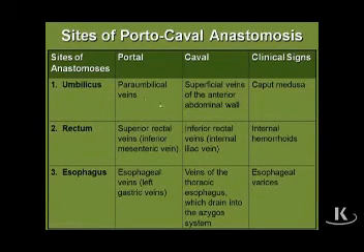In the region of the umbilicus, paraumbilical veins anastomosing with superficial epigastric veins, giving us caput medusae. In the region of the rectum, superior rectal veins from the portal system, inferior and middle rectal veins from the caval system, giving us hemorrhoids. And in the region of the esophagus, the esophageal veins from the portal system with the thoracic esophageal veins of the azygos system, giving us esophageal varices.